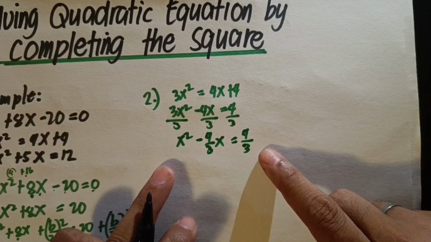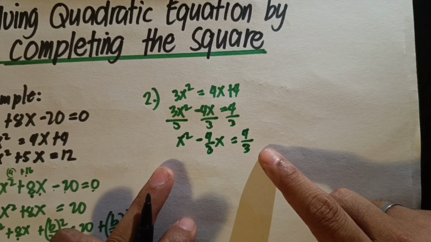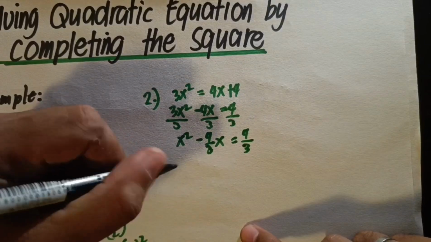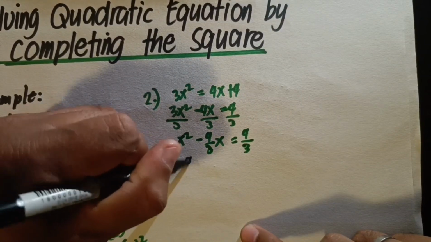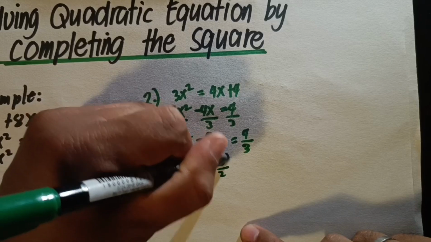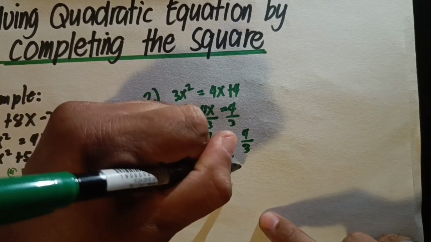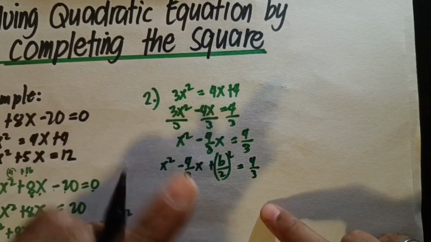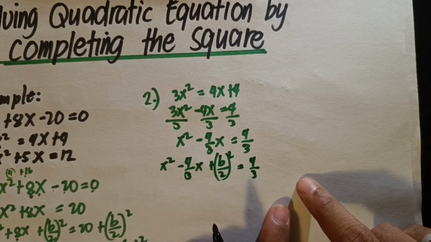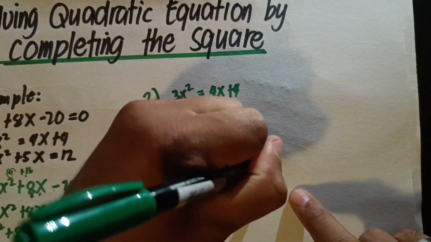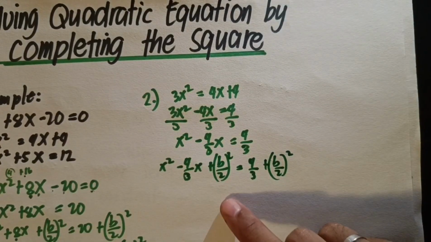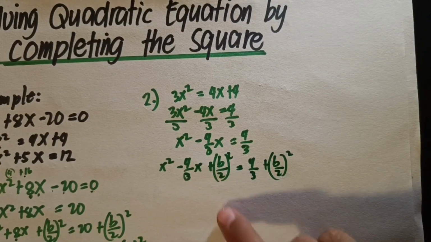Let us proceed. Let us complete the square by adding (b over 2) squared. So it will become x squared minus 4 over 3x plus (b over 2) squared equals 4 over 3. Whatever you added to the left side will also be added to the other side, so plus (b over 2) squared. Now our b here is negative 4 over 3.